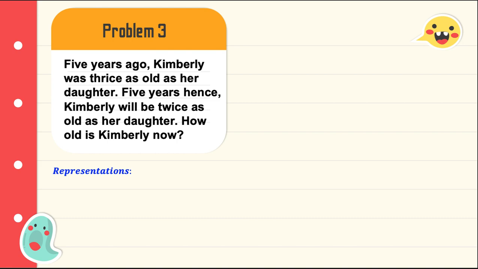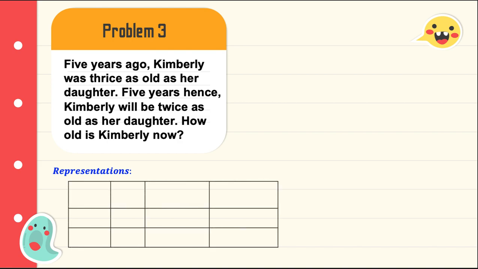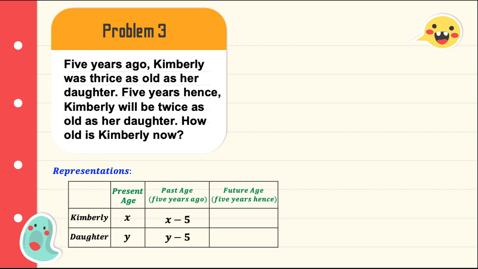So therefore, instead of having 3 columns for our representation, we will now have 4 columns. One will be for the names, and then the present age, then the past age, which is 5 years ago, and the future age, which is 5 years hence. For the present age, we have x and y. Past age, x minus 5 and y minus 5. And then future age, x plus 5 and y plus 5.